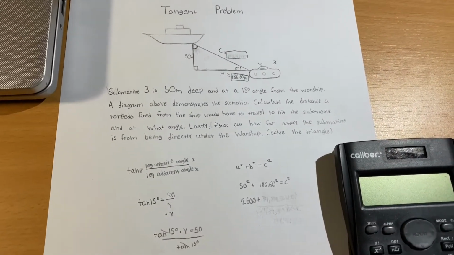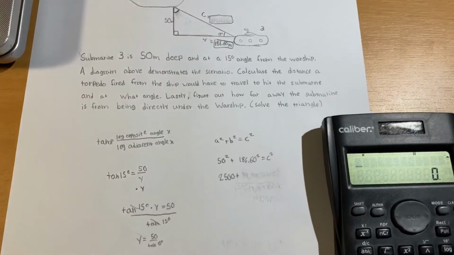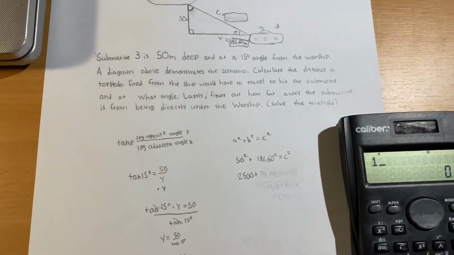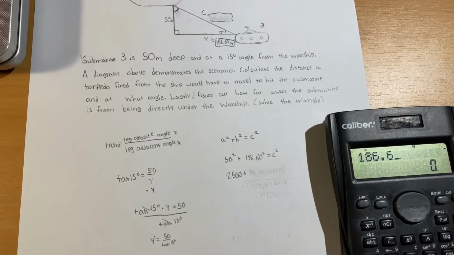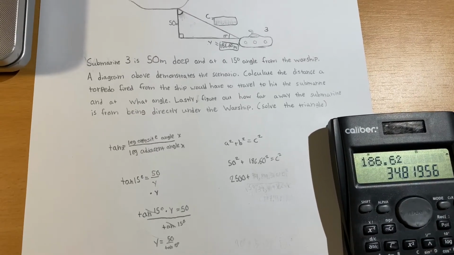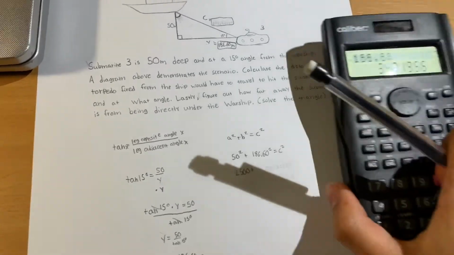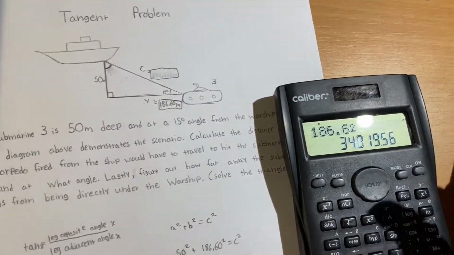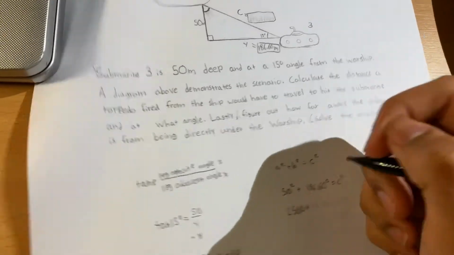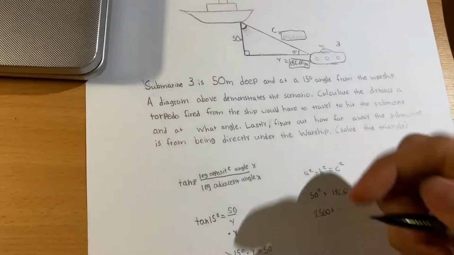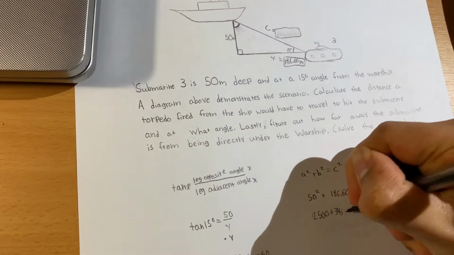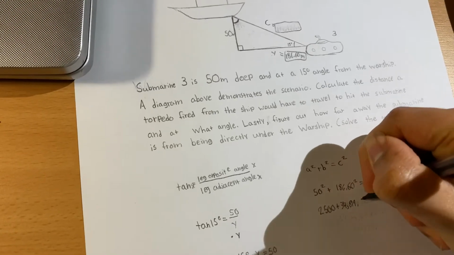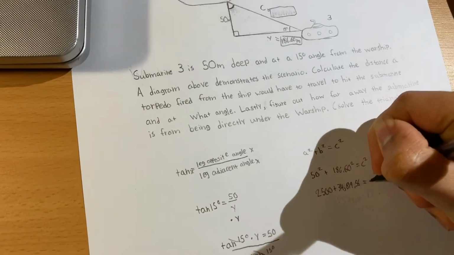So as I was saying, fortunately, I do have my calculator here. So all I have to do is put in 186.6 squared to find that leg's value squared. That gives me 34,819.56. And this will tell me c squared.